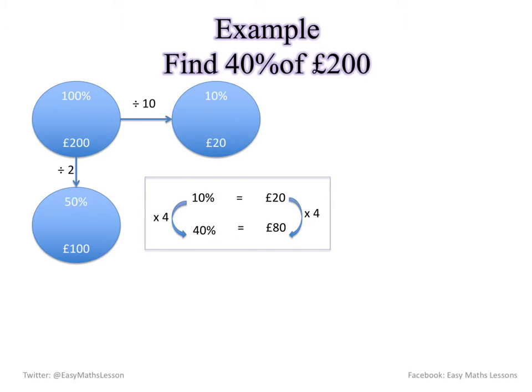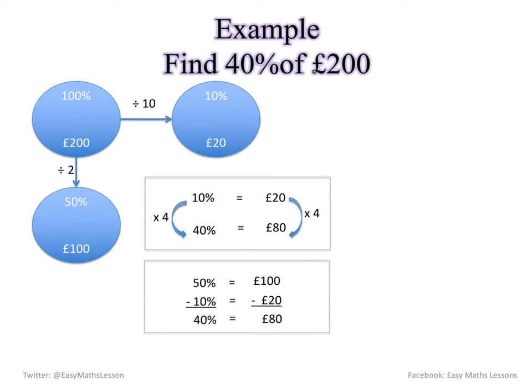Let's see if it will work with a different method. Next, I'm going to take the 50%, which is £100, and subtract the 10% to get 40%. So subtract 10%, which is £20, and 100 take off 20 is 80. It doesn't matter how you get there, all that matters is that you get the answer right. So 40% of £200 is definitely £80.